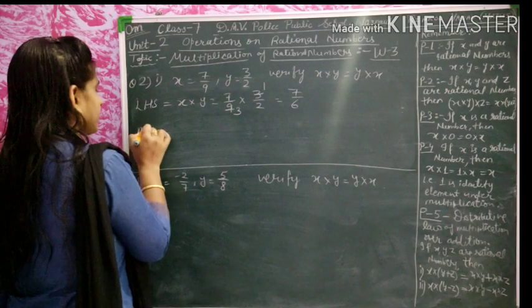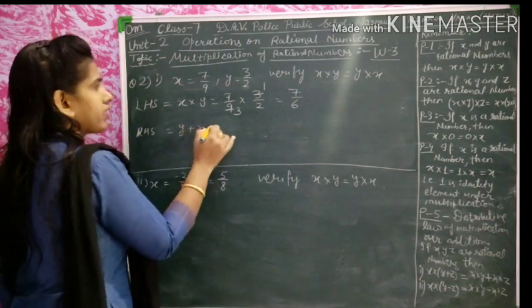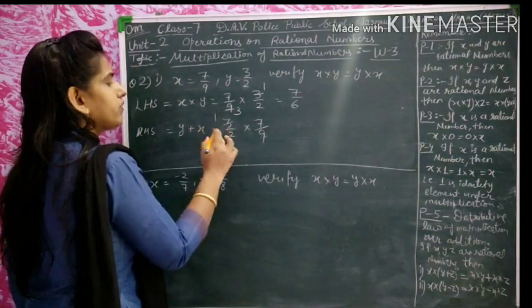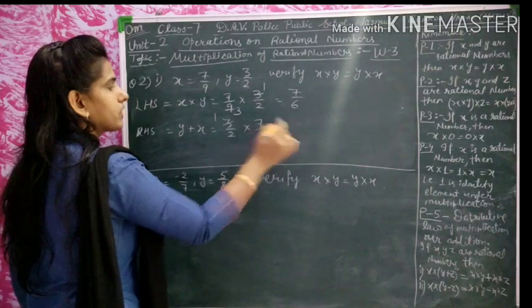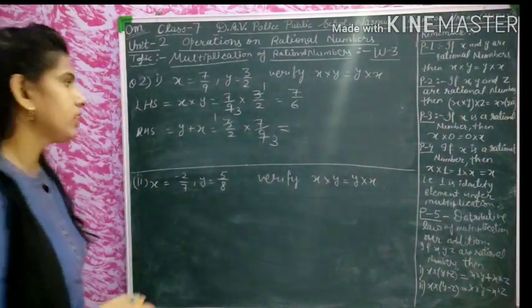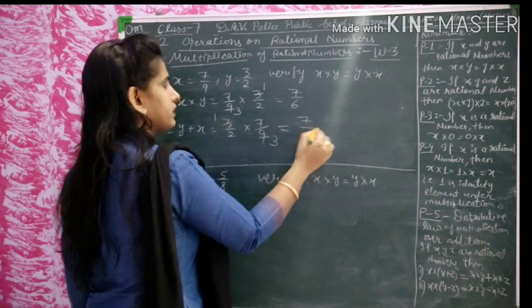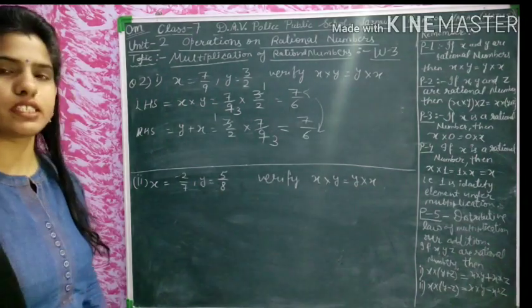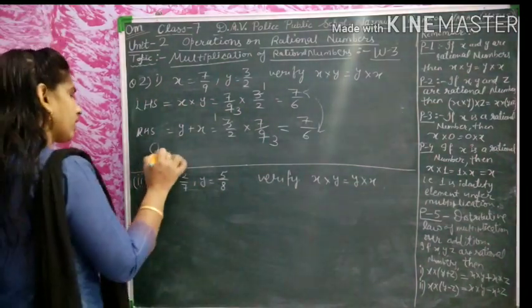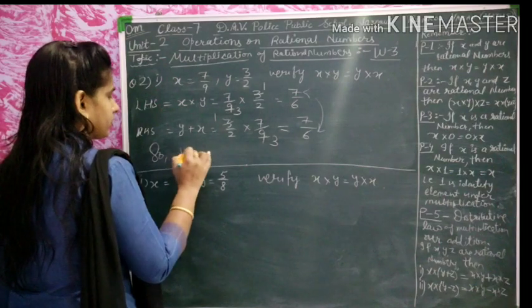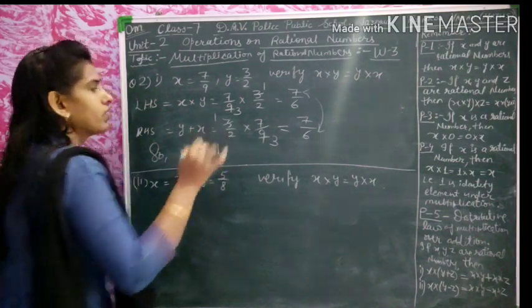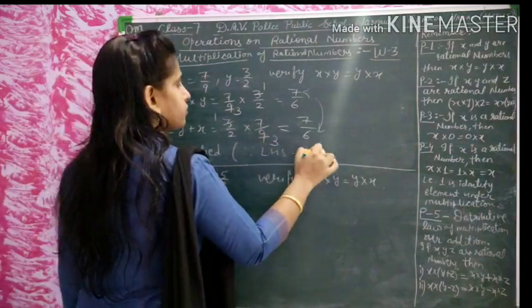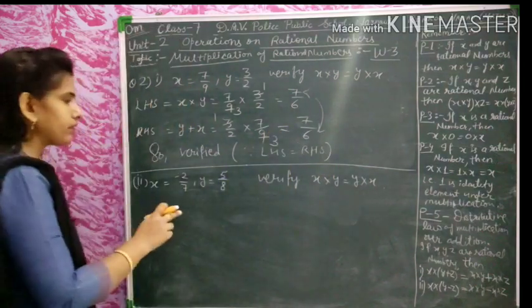Now taking RHS, y into x, and y is 3 by 2 into 7 by 9. Now again 3 1s are 3 and 3 3s are 9. Both numbers are cutting in the numerator and denominator. So now the answer is 7 by 6. Both are in the standard form and both are equal, 7 by 6 and 7 by 6. So it's verified. Okay students, LHS is equal to RHS. Now students, we are going to the next question.